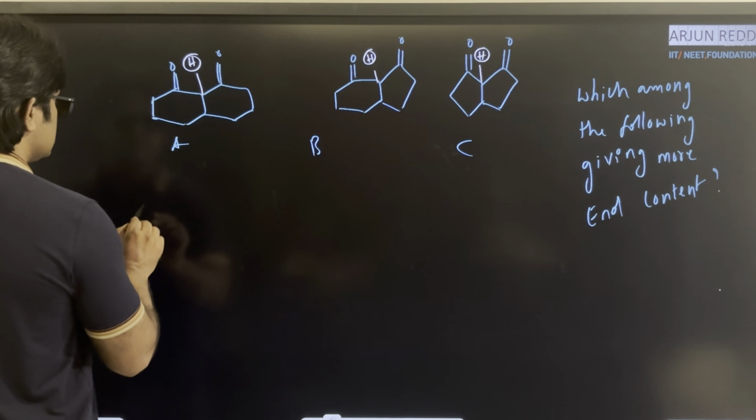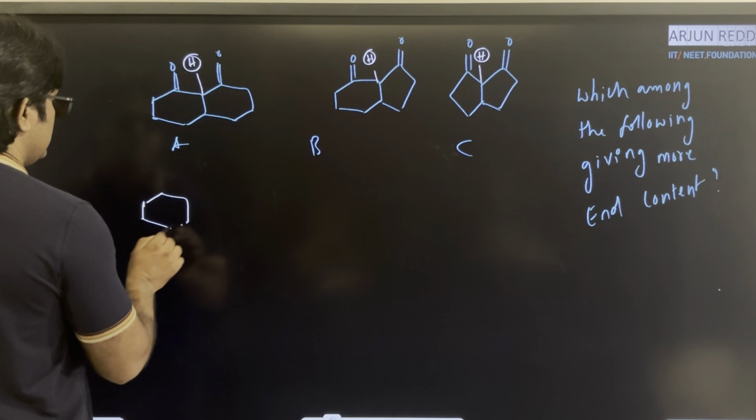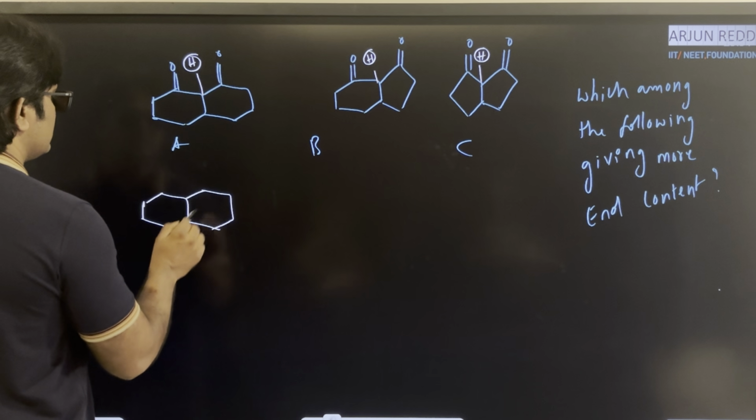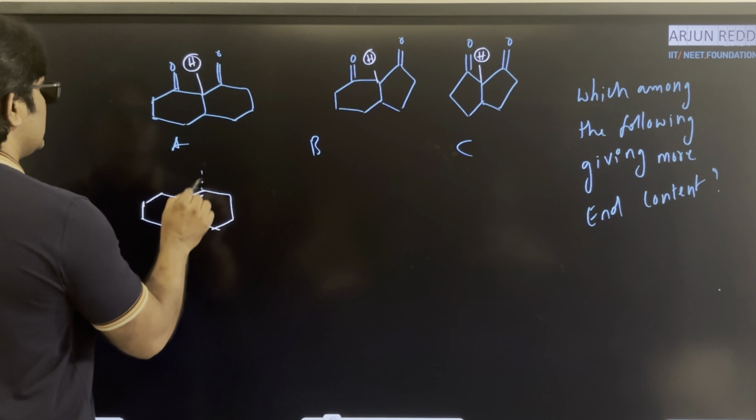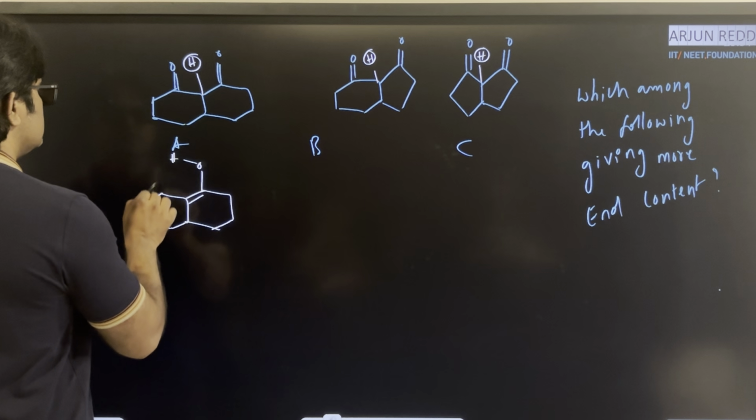Now here two possibilities are there. You can take the double bond either from the left side or from the right side. Here conveniently I am taking like this, OH and C double bond O.